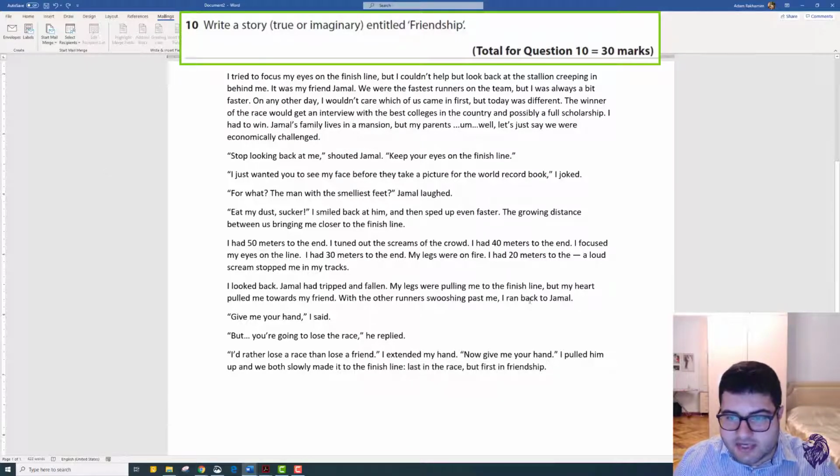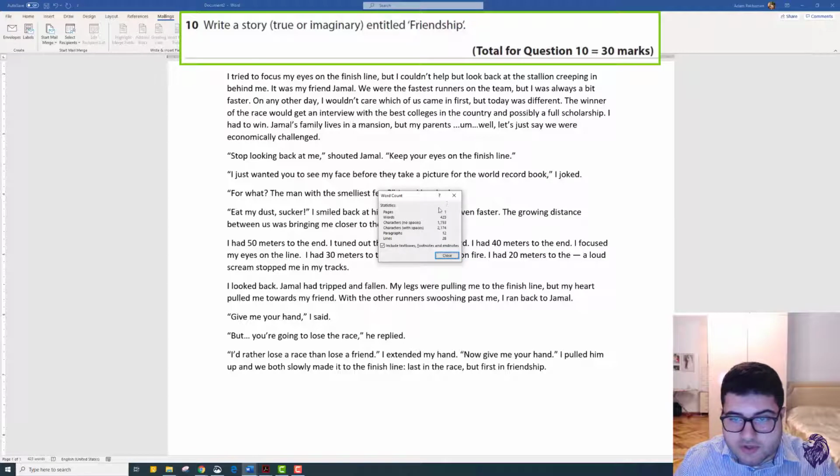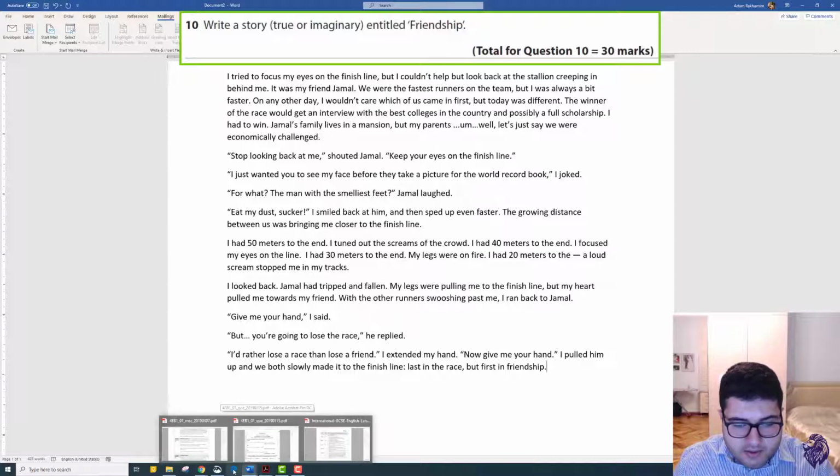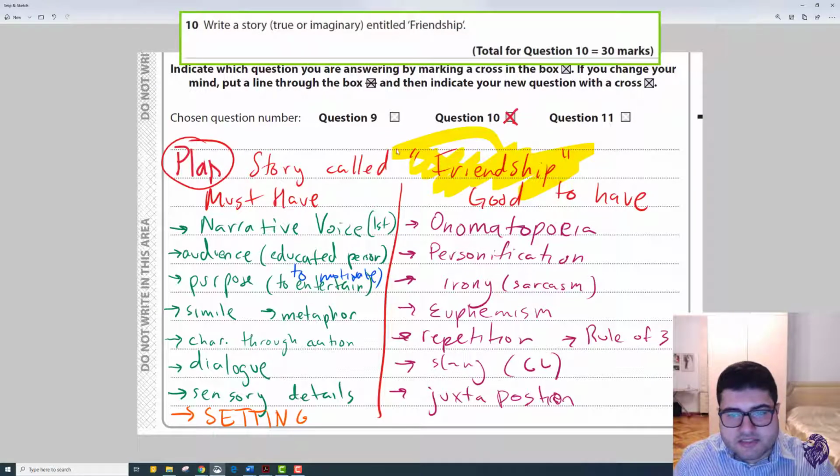And that's my story. I made a mistake here: the growing distance between us was bringing me closer to the finish line. But all in all, we have 423 words, which is just above the 400 word limit. And if we take a look at the plan we had, I did try to use most of these. Let's take a look at where we could find each of these.